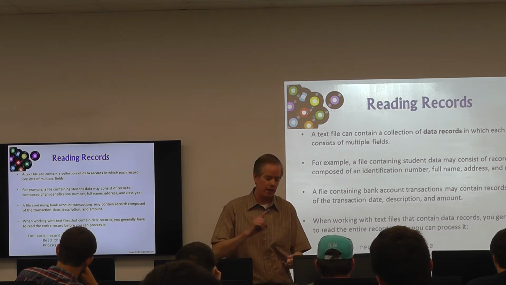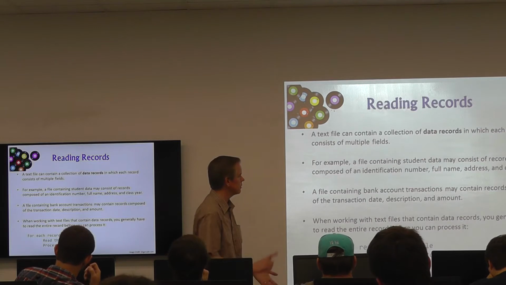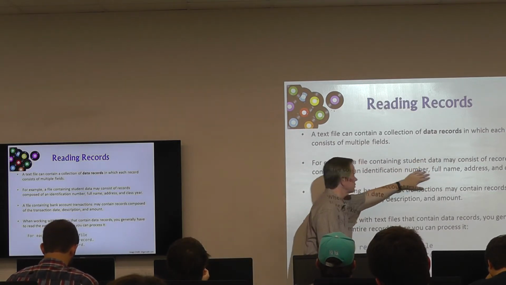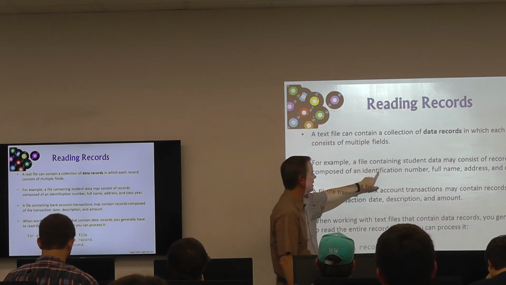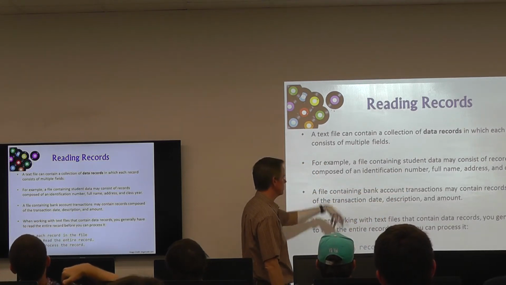Like patient data, right? Last name, first name, middle initial, whether or not they have insurance, what their social security number is, what their date of birth is. Another example would be student data, which consists of ID number, full name, address, and class year. A file containing a bank account obviously has a bunch of stuff having to do with the bank account.